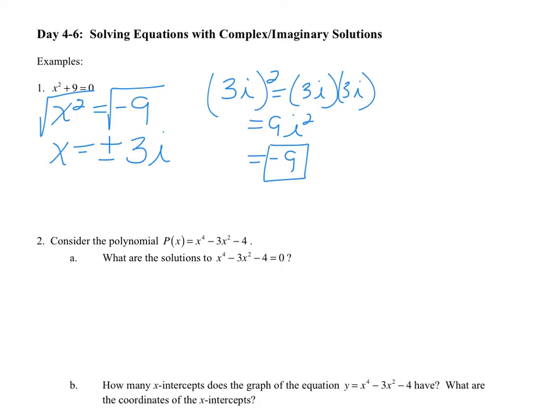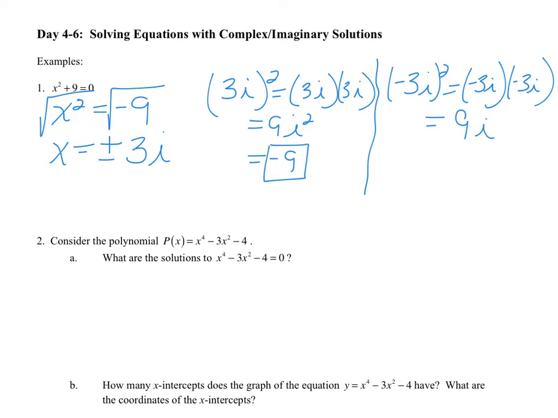So it works. Now let's try the negative guy. If I have a negative 3i, the whole thing squared, I have a negative 3i times a negative 3i, which will give me a positive 9i squared, which again is a negative 9. So both of them give me the same answer. So that's why I need to make sure I always give both answers. All right, let's take a look at number 2.